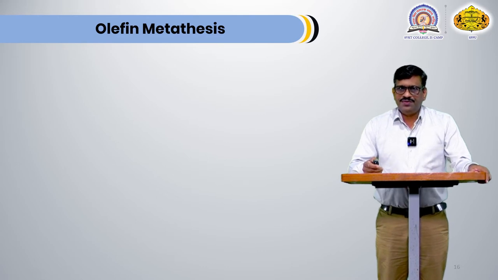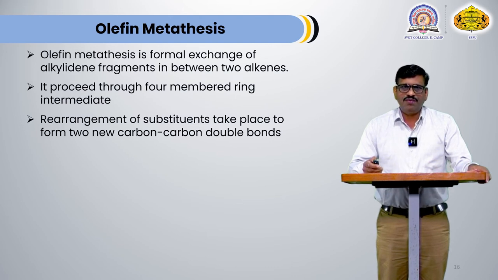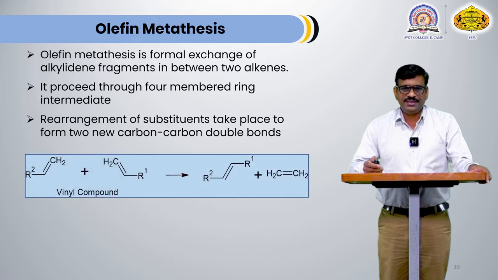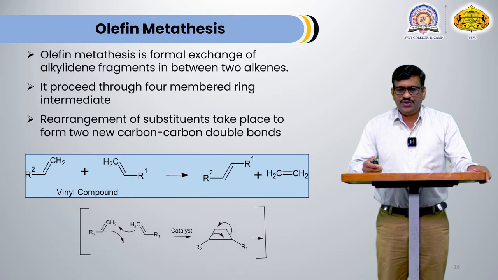Then the third type of rearrangement is called olefin metathesis. In olefin metathesis, there is a formal exchange of alkylidene fragments between two alkenes. It proceeds through a 4-member intermediate. Rearrangement of substituents takes place to form two new carbon-carbon double bonds. Let's see. These are two vinyl compounds, and from the two vinyl compounds, two new alkenes are produced. Interchange of the groups takes place. R1, which is part of the second molecule, gets attached to the first molecule, and hence rearrangement takes place. This rearrangement proceeds through a cyclic intermediate, that is a 4-member cyclic intermediate, and after that the products are formed.